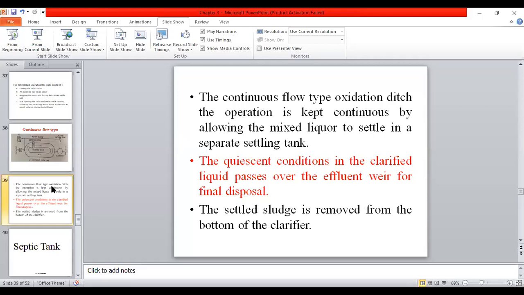The continuous flow type oxidation ditch, the operation is kept continuous by allowing the mixed liquor to settle in a separate settling tank. As said, under the quiescent condition the clarified liquid passes over the effluent weir for final disposal. The settled sludge is removed from the bottom of the clarifier. So what I explained is written over here. Those who want to copy, they can copy. This point is over now.